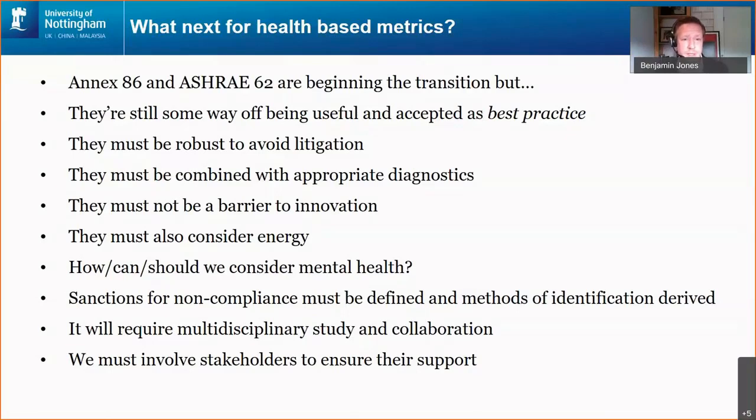They can't be a barrier to innovation. They can't mean that we use much more energy. And at the moment, we're only thinking about physical health and not mental health. And then when people don't comply, what do we do? So it's going to require significant multidisciplinary study and collaboration, and there is a significant need to involve various stakeholders to ensure their support.